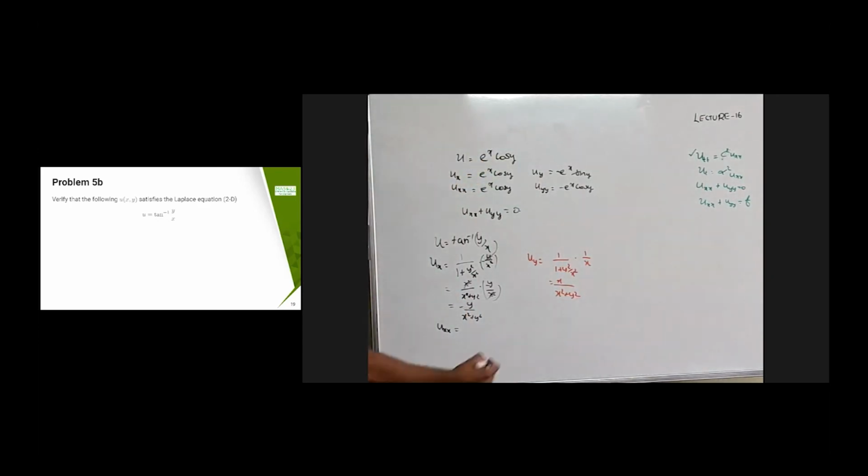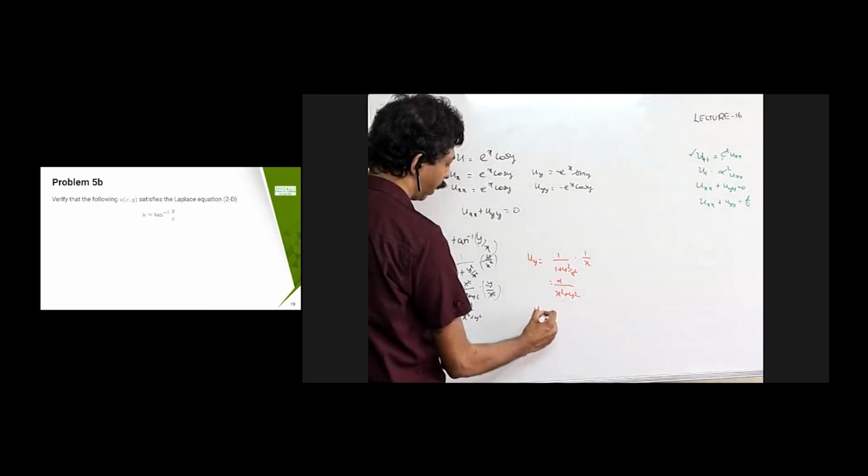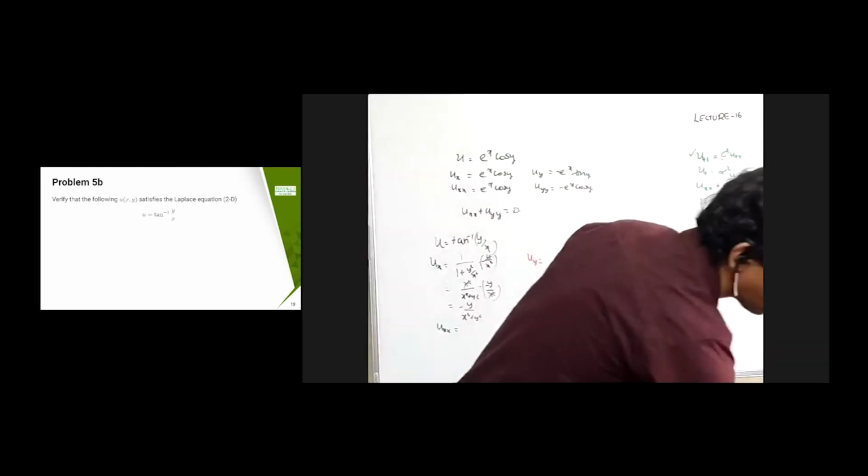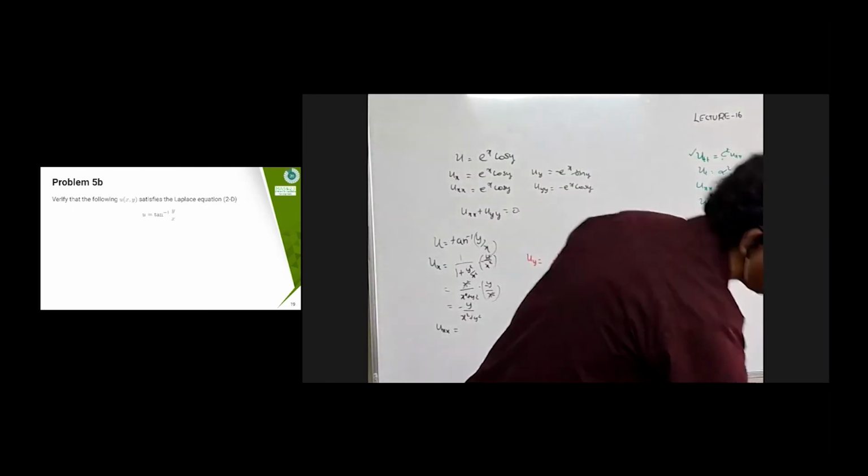So now what is uyy and uxx you got to find. Okay, uxx, what is uxx? You need to verify that this is satisfying or not. I think this is the last problem. Okay, no problem.